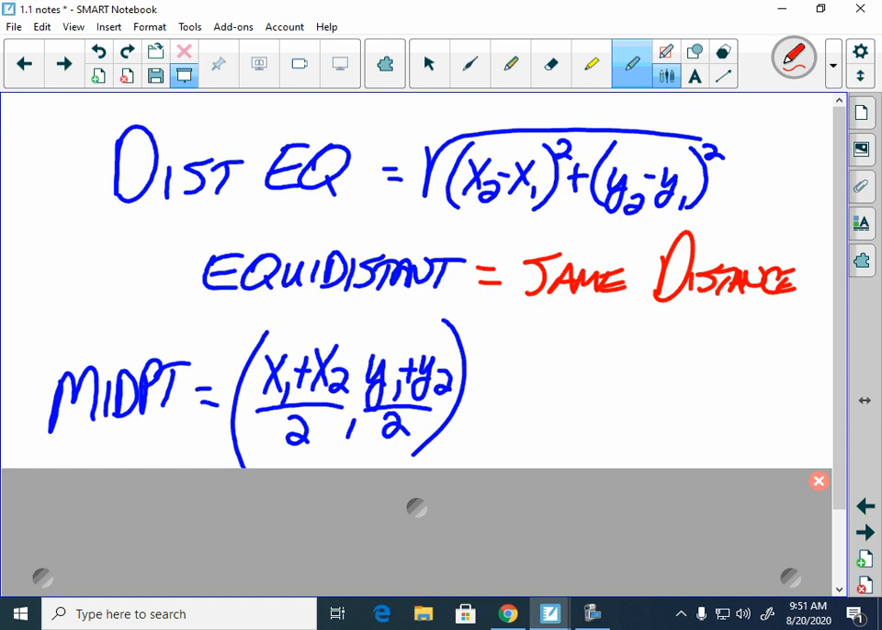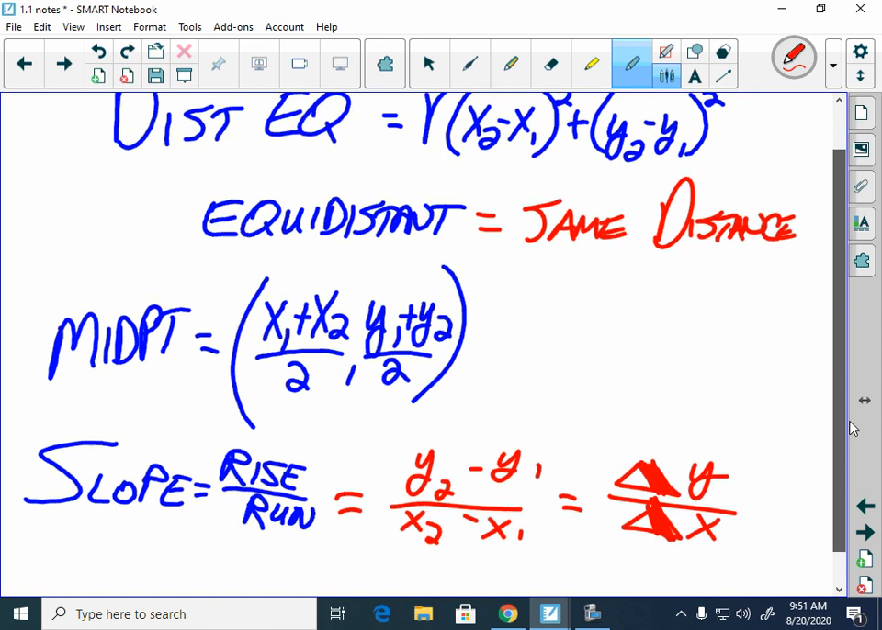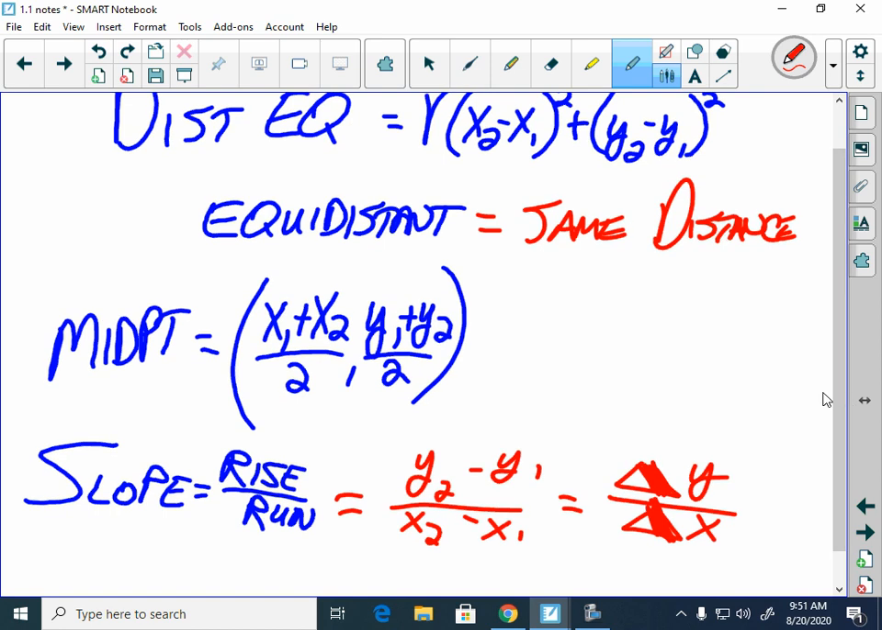All right, midpoint formula, easy, yeah? Okay, good. What's next? Slope. And you're thinking, I already know all this stuff. How could this be a challenge? Oh, just wait. It's rise over run. It's change in y over change in x. These are these little triangles with a shaded side. That's delta y and delta x.